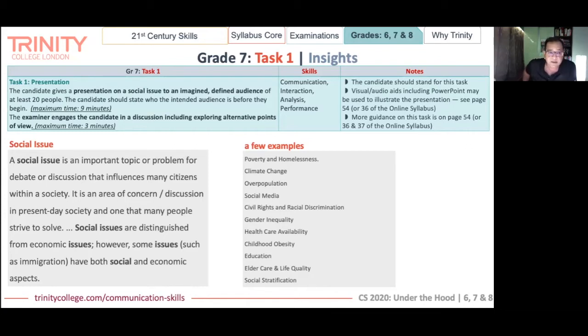Now, here importantly, you can see that the candidate gets 9 minutes to make this presentation, after which the examiner engages in a discussion, including exploring alternative points of view. So remember, you are making a presentation on a social issue. All right. It's very, very realistic and possible to say that you may not have put in all the thoughts that you had, but did you consider them? Is the big question over here.